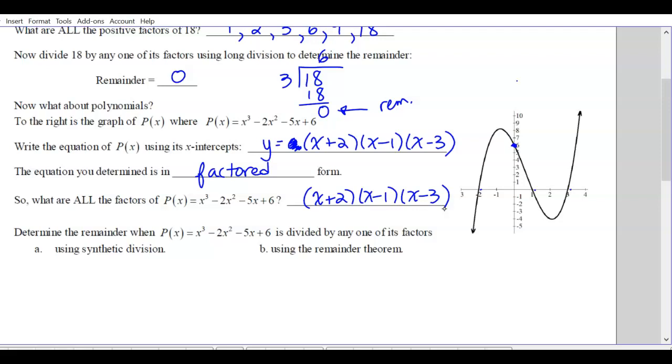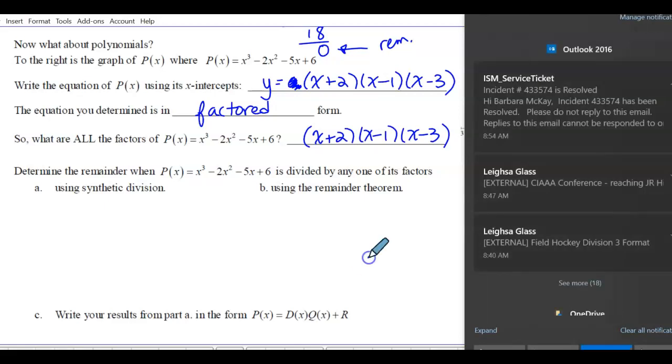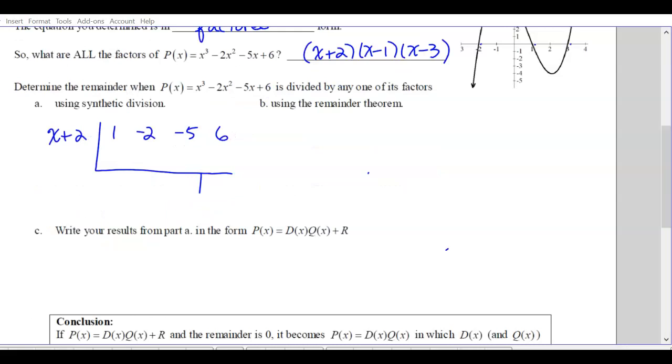Okay, so determine, now we're still on the same process. We're now looking at this polynomial function p of x. And I want you to use synthetic division to divide by one of its factors. You decide which one. I'm going to use x plus 2. So this is a good review from yesterday. 1, -2, -5. Okay, so remember the process.